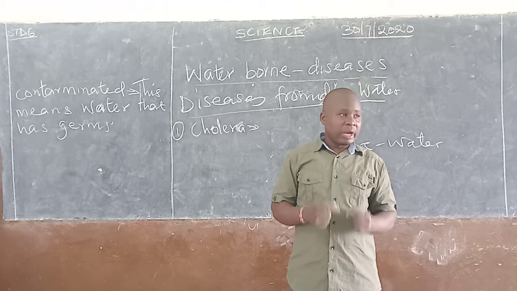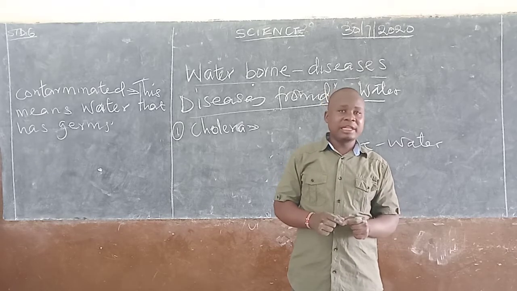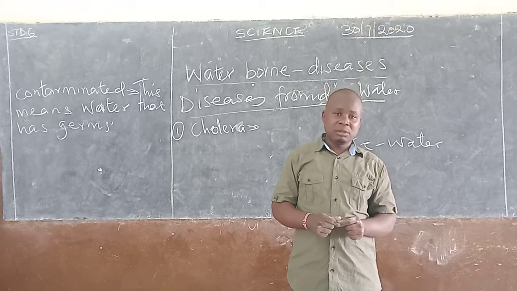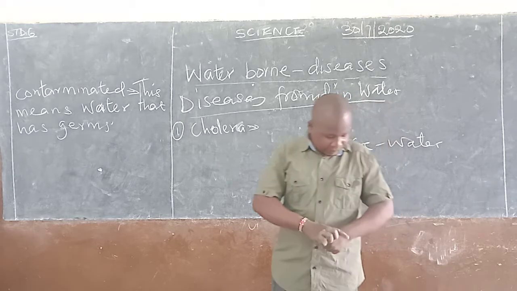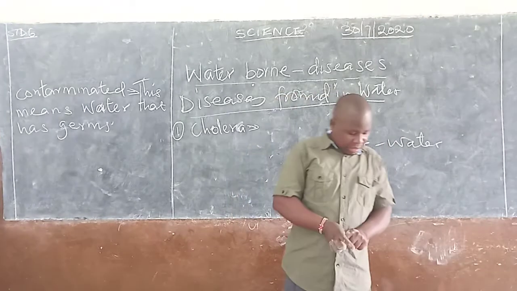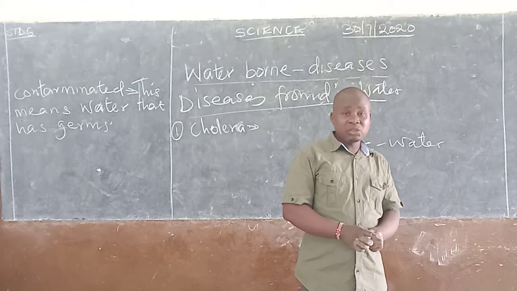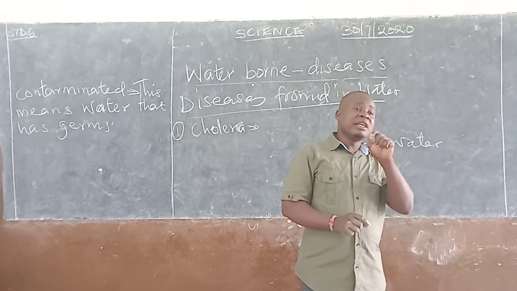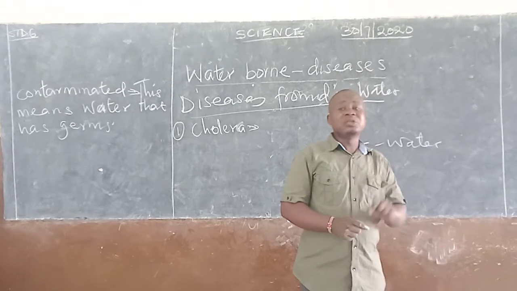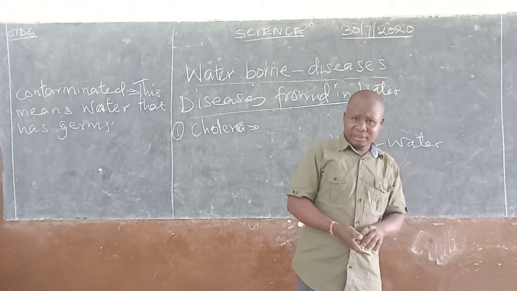When you see somebody with all these signs and symptoms, please don't wait. Rush that person to the nearest health facility. If untreated, death may occur within 24 hours. It is a very dangerous disease because somebody can die within a day. Now, how do you prevent this?